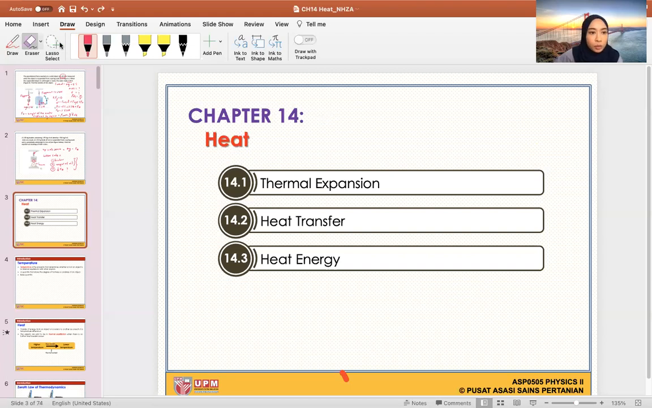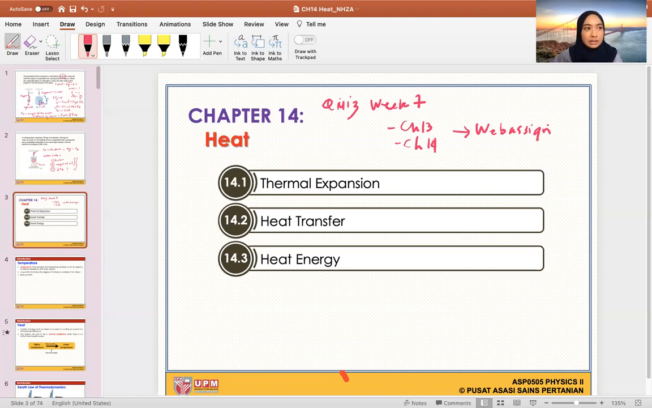Oh, before I forget, so we have quiz on week 7. What does it cover? Chapter 13 and chapter 14. Where is it done? On WebAssign. Is it unique to your class? No. Selaras, semua kelas kita akan buat sama-sama. Everyone will do this quiz together. Everyone will get the same question but different values lah, of course, because WebAssign.